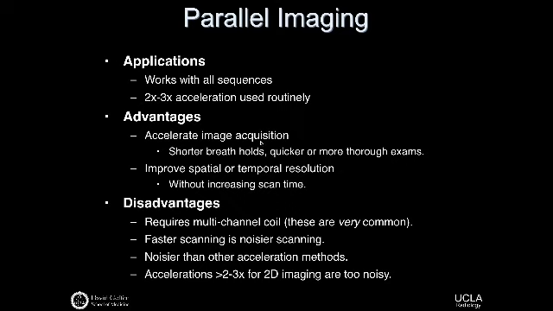We can accelerate the image acquisition, so that gives us shorter breath holds or quicker or even more thorough exams. One thing I can tell you, having been in this field for a long time, is every time we scan faster, we just do more imaging, right? The exam that used to take an hour to get a T1 weighted spin echo, we can do in 5 minutes now, and so we fill up the hour with 55 minutes of other kinds of scans we want to do, right?